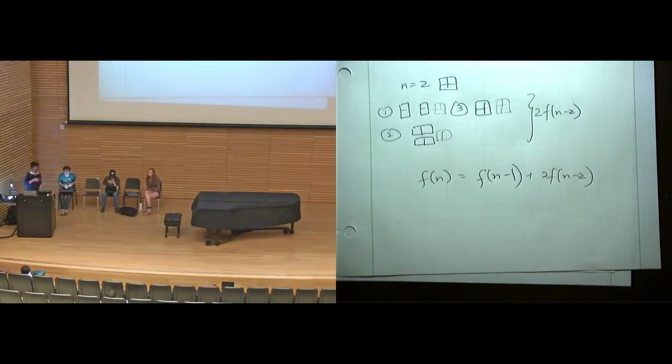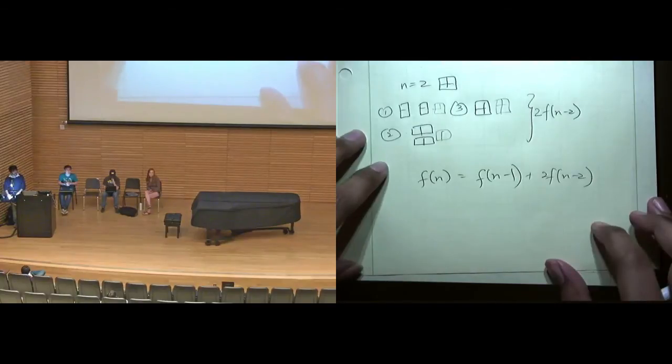So any questions so far? Yeah? Could you go over why it's 2 f minus 2 instead of like f minus 2 plus 3?